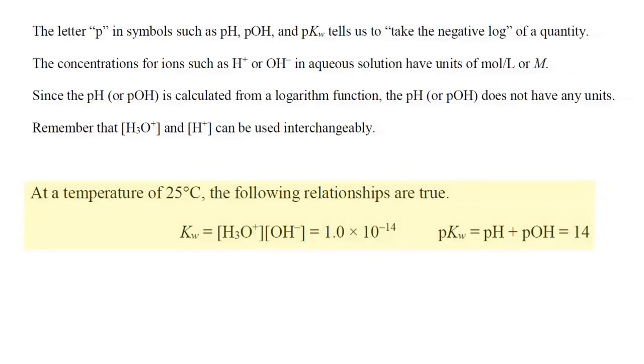And the negative log of that number is equal to 14. So the pKw, which is the negative log of the Kw, is equal to the sum of pH plus pOH. And that is equal to 14, but only at a temperature of 25 degrees Celsius.